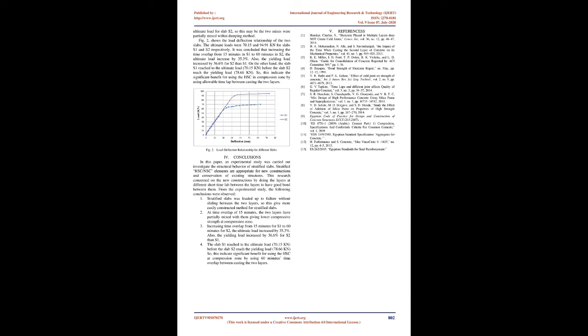Fig 2 shows the load deflection relationship of the two slabs. The ultimate loads were 70.15 and 94.91 kN for slabs S1 and S2 respectively. It was concluded that by increasing the time overlap from 15 minutes in S1 to 60 minutes in S2, the ultimate load increased by 35.3%. Also, the yielding load increased by 36.6% for S2 compared to S1. On the other hand, slab S1 reached the ultimate load, 70.15 kN, before slab S2 reached the yielding load, 78.66 kN. This indicates a significant benefit of using HSC in the compression zone by allowing a time lap between casting the two layers.